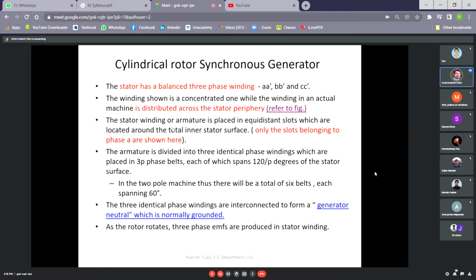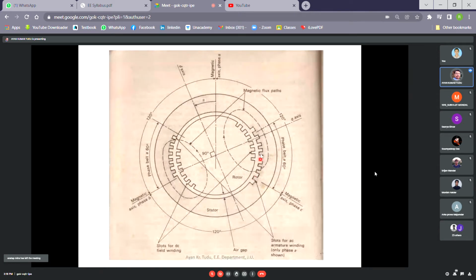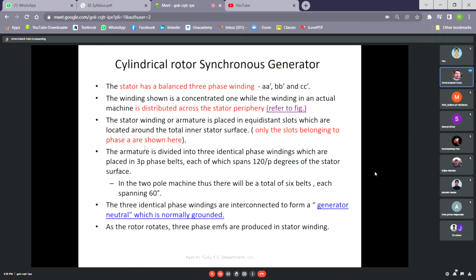So the stator winding, or the armature winding, is placed in equidistant slots which are located around the total inner surface of the stator. The armature is divided into three identical phase windings, as we are saying a prime, b prime, c prime, which are placed in 3p phase belts.